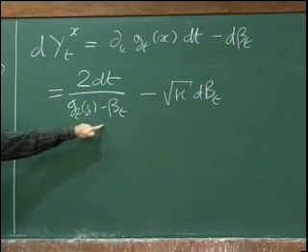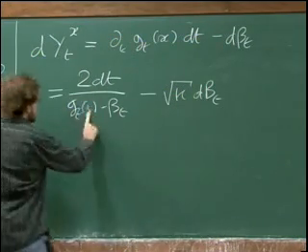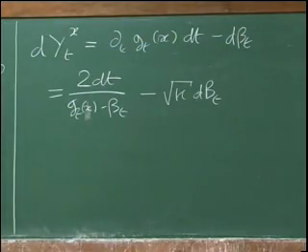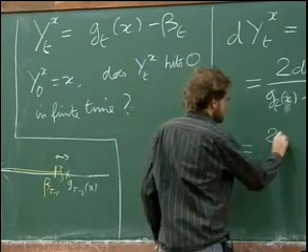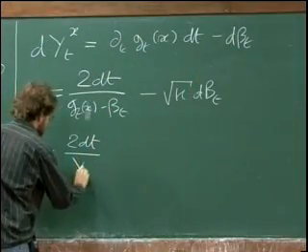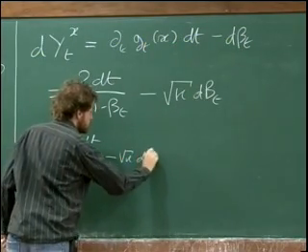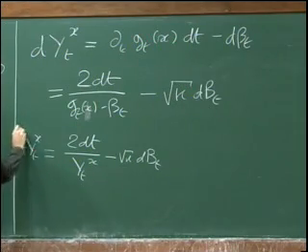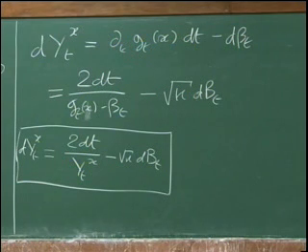Here, that's where the good thing happens: gt of x minus beta t, that's exactly the definition of ytx. So what you get is that this is 2 dt over ytx minus square root of kappa times dbt. So this is the generator of ytx. It tells you in particular that yt is Markovian. The evolution only depends on the location at time t.